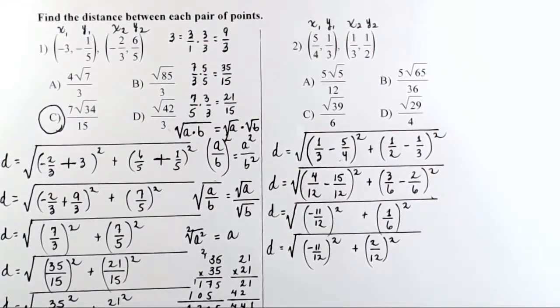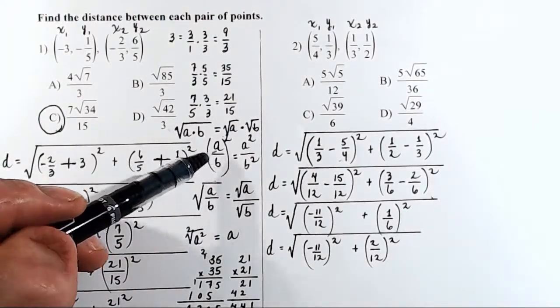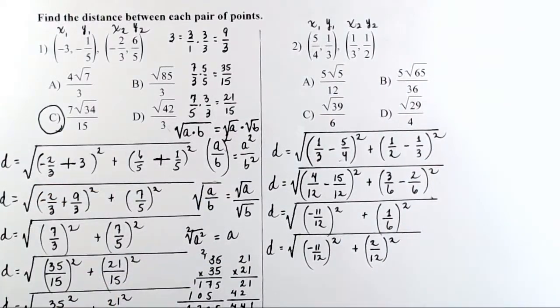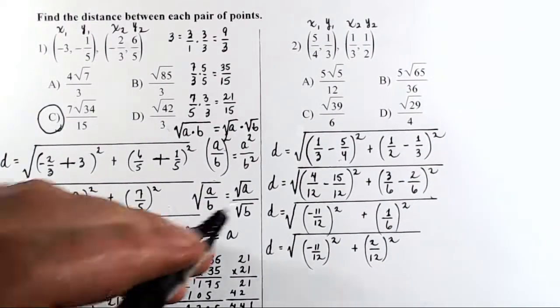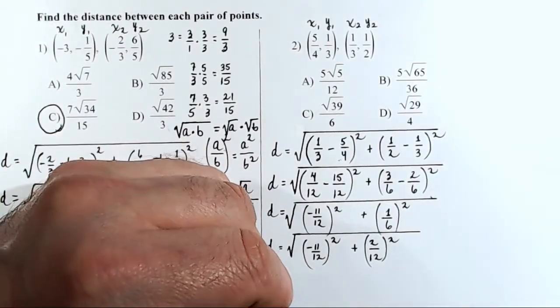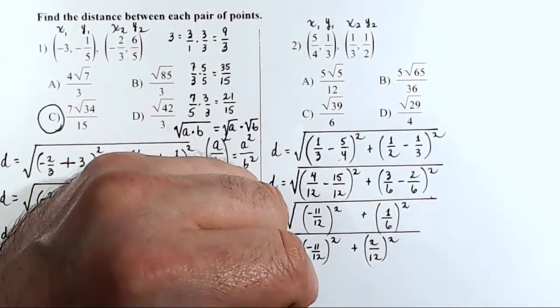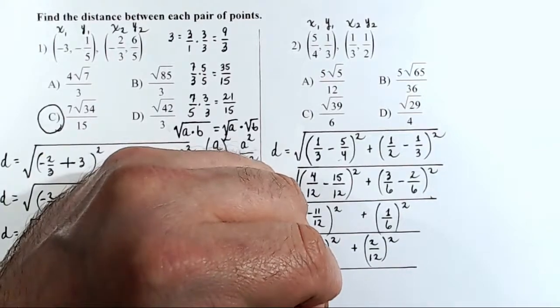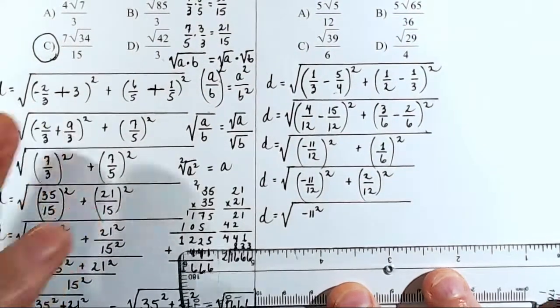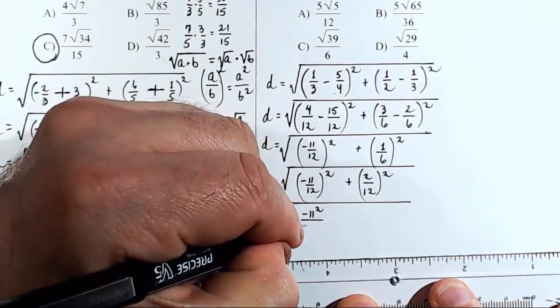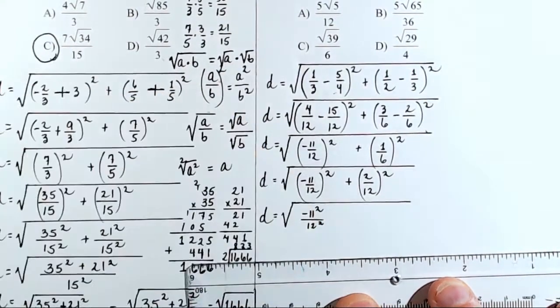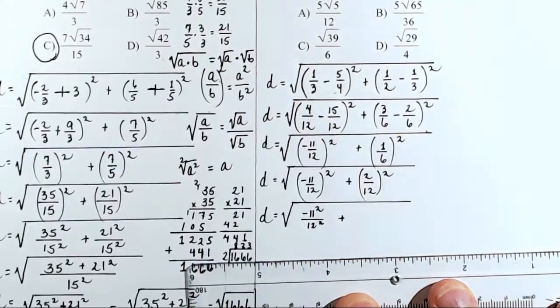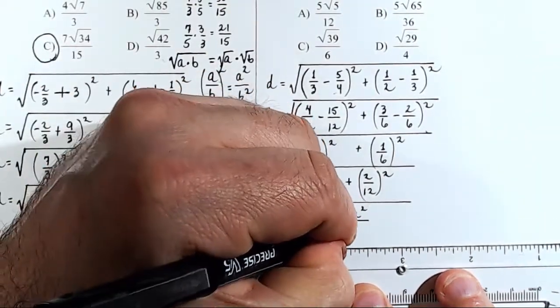Now we're going to apply one of our laws of exponents, and that is when I've got a over b squared, that's equal to a squared over b squared. So let me rewrite this again. D equals the square root of negative 11 squared over 12 squared plus 2 squared over 12 squared.